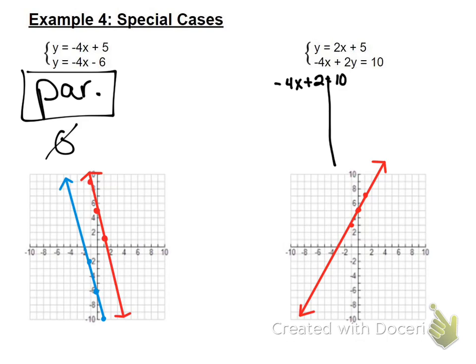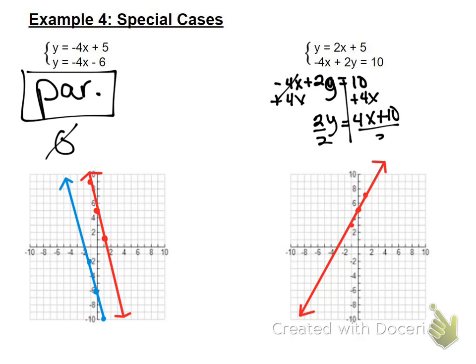Let's see. How do I get the y by itself? Plus 4x, and then you would write it all down again. Then what? Divide by 2 on both sides. You get y equals 2x plus 5. Oh, it is the exact same, isn't it? That's what I was saying. So if it's the exact same and we plot this line again, what kind of line is it going to be? Same. Coinciding.